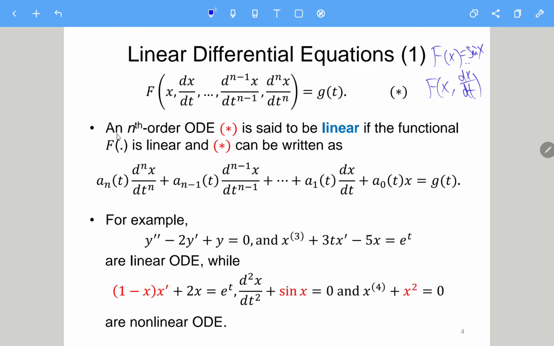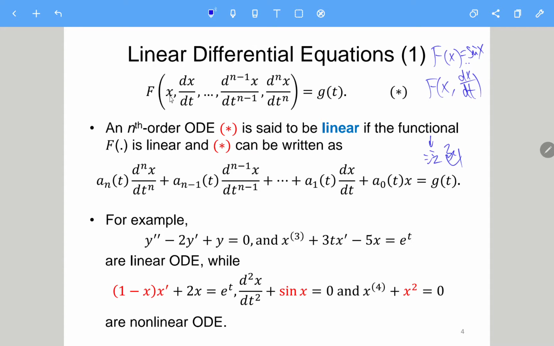Okay, so here it says an nth order ODE is said to be linear. So for this one, we don't know whether it is linear yet, but if the functional, we don't call it a function anymore, we call it a functional, because it is a function of a function. In Chinese, we will call it a 泛函 rather than 函数. So if the functional F, capital F, is linear, it can be written as this form.